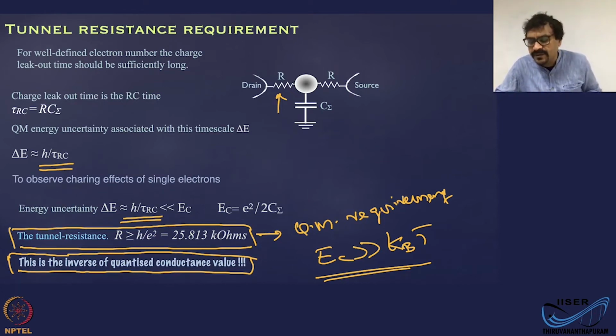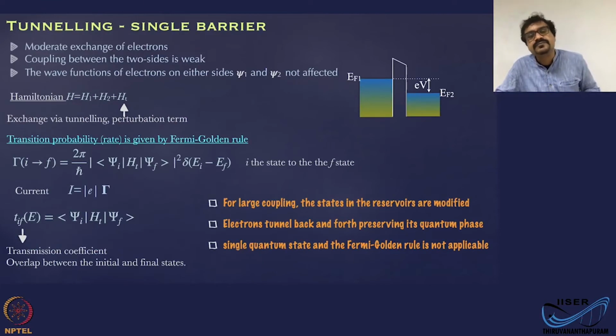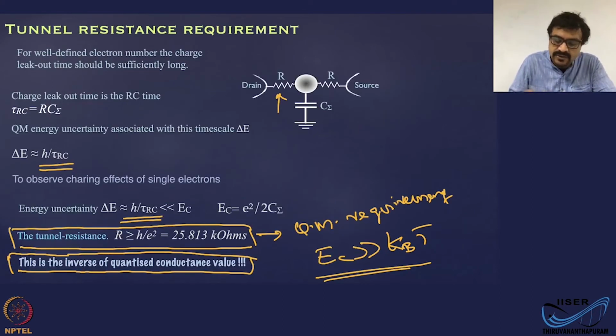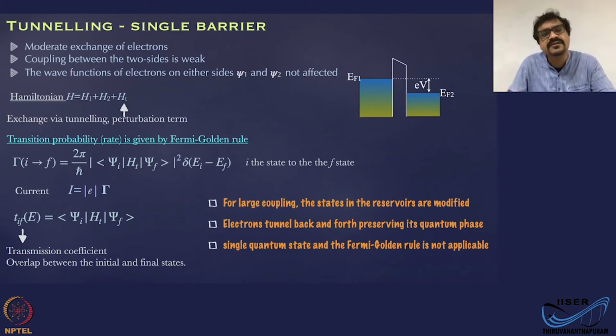Now, let's look at the transport across a single tunnel barrier. You require two tunnel barriers for transport. In general, you require two. Okay, one for the source side and one for the drain side. But let's look at the transport across one tunnel barrier first. Okay.